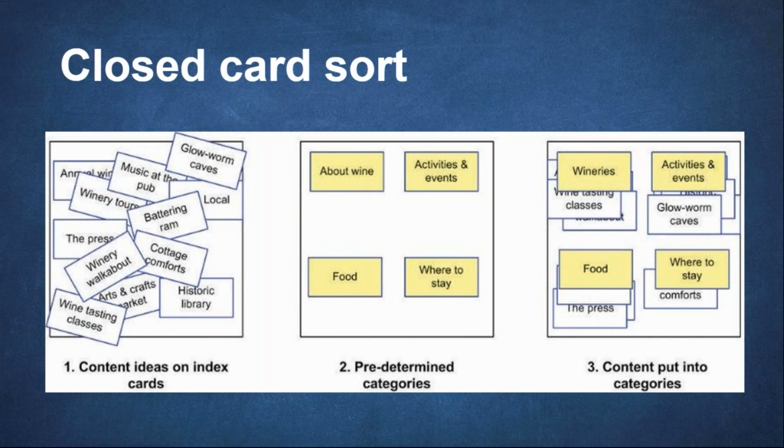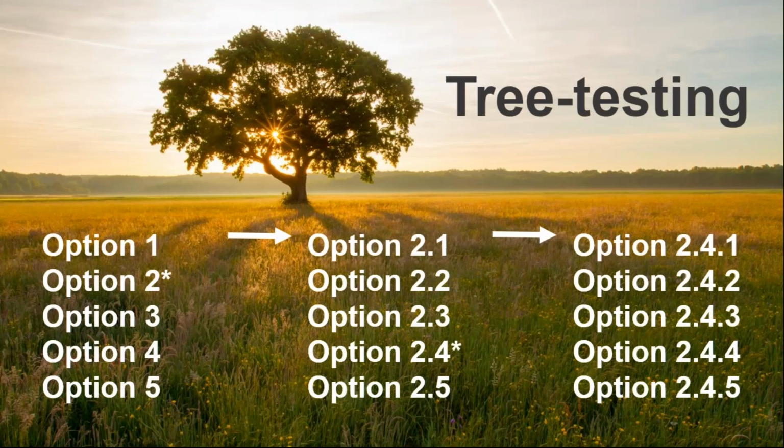So let's assume that we create our ideal navigation structure. How do we know if it's right? We use something called tree testing. In tree testing, we list our proposed top-level categories on the first index card, 1 through 5 or whatever. And then we list out the second level on the next index card, and so on and so on.